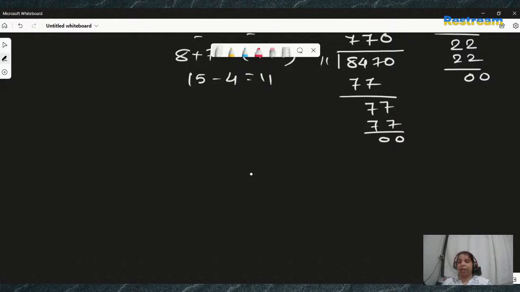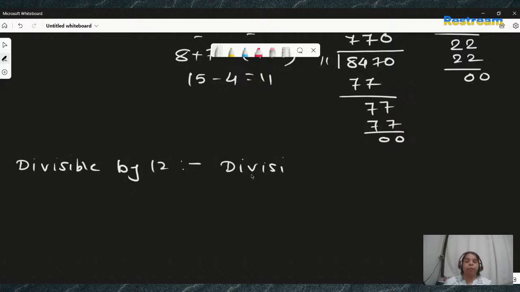And the last divisibility rule that you need to know is divisibility by 12. Now this rule is the same as checking if it is divisible by 2 and 6. Okay, if any number is divisible by 2 and 6, then the number is divisible by 12. Okay, so these were the divisibility rules.